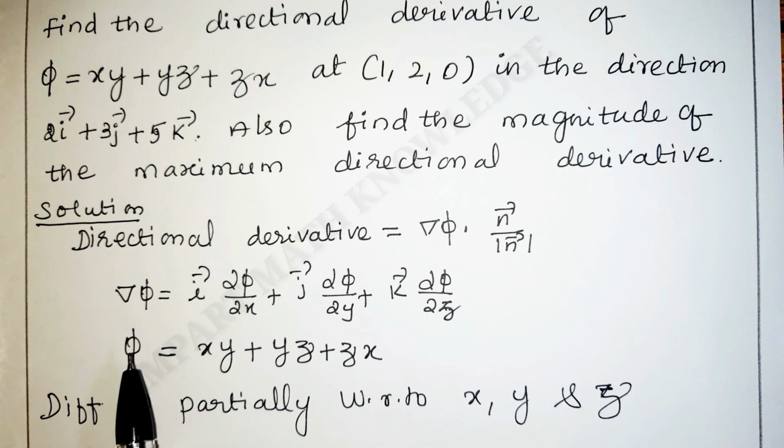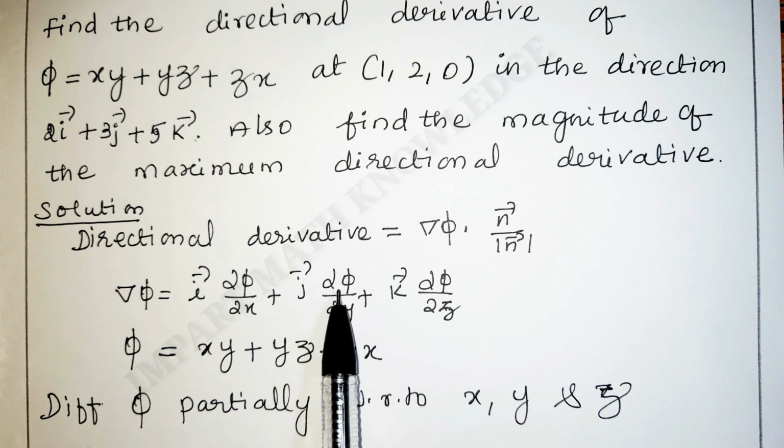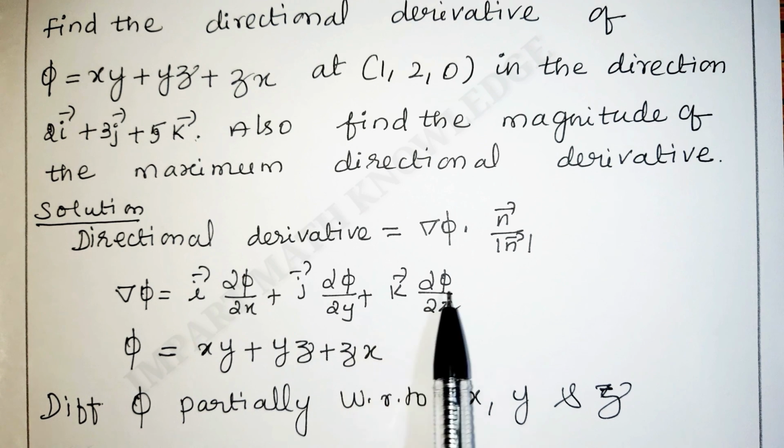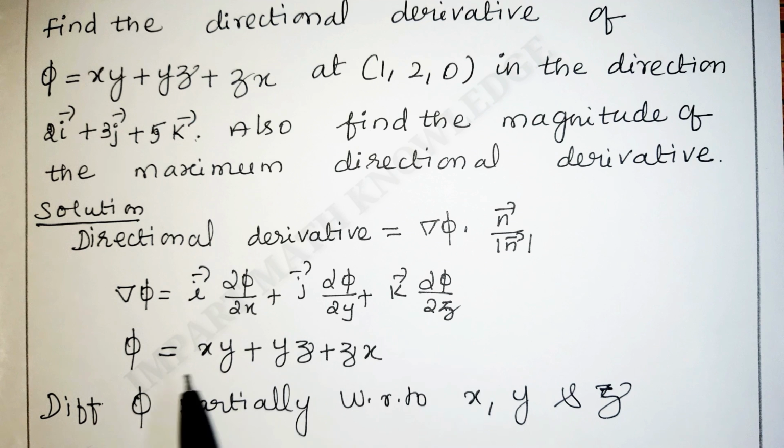Here del phi is nothing but i vector dou phi by dou x plus j vector dou phi by dou y plus k vector dou phi by dou z. Phi is given in the problem. Phi is equal to xy plus yz plus zx. We have to differentiate phi partially with respect to x, y and z.